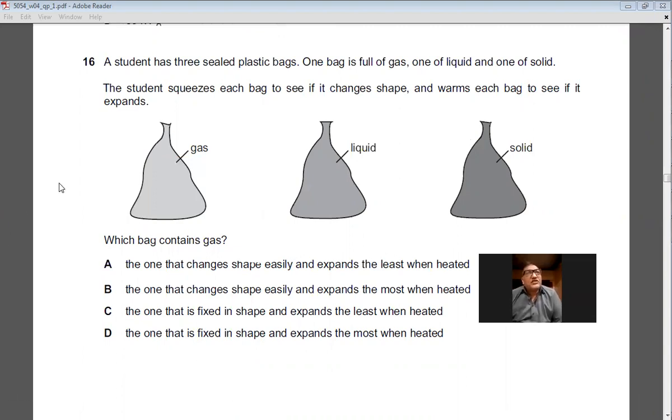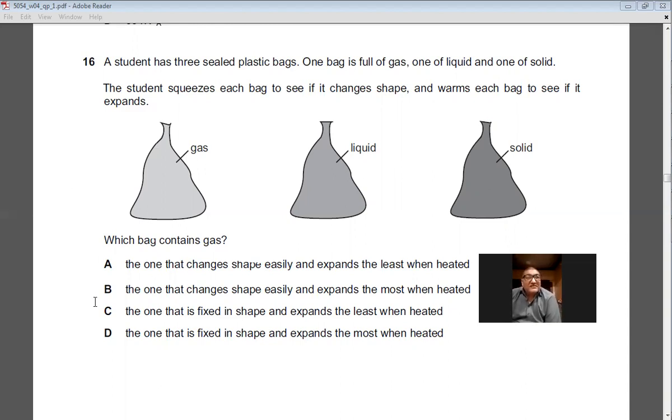A student has 3 sealed plastic bags. One bag is full of gas, one of liquid, and one of solid. The student squeezes each bag to see if it changes shape and warms each bag to see if it expands. Which bag contains gas? Whichever bag has the gas, when you squeeze it, it will be squeezed easily. And when you heat it, because the gas expands most, it will expand most. The one that changes shape easily and expands the least when heated, no. The one that changes shape easily and expands the most when heated, yes.